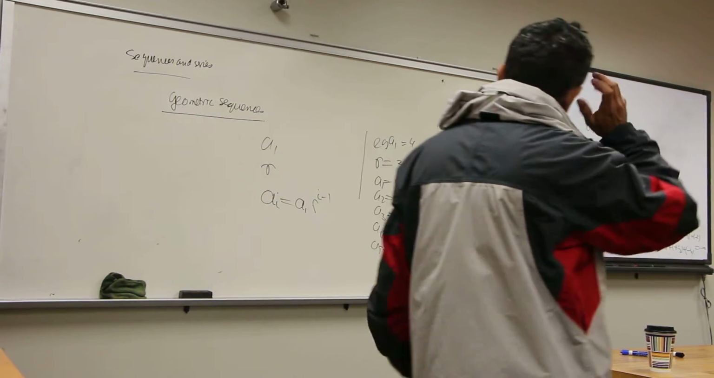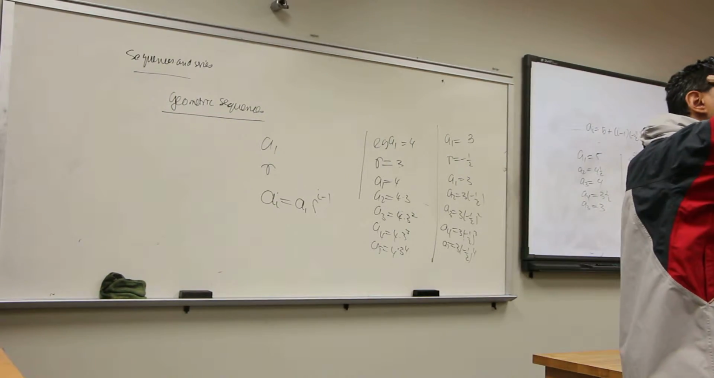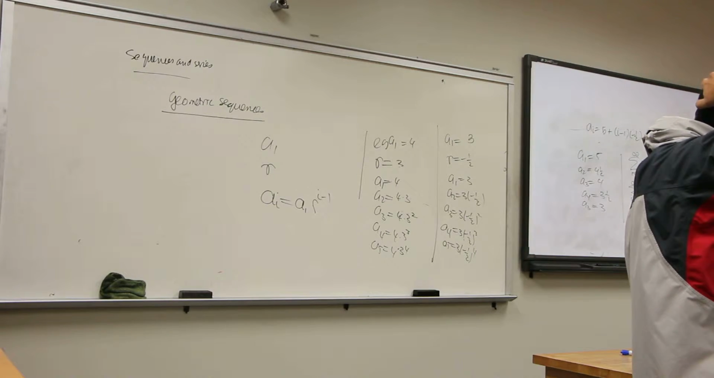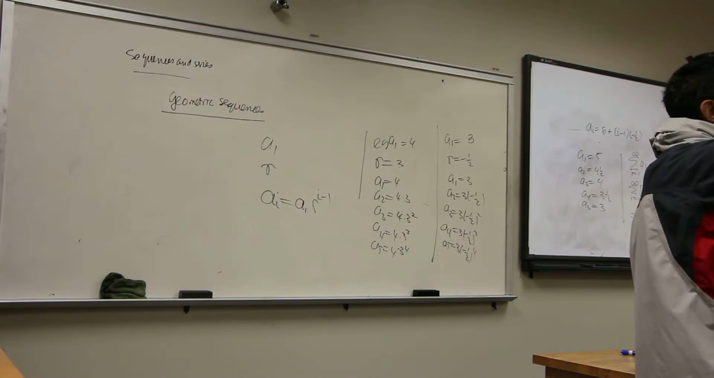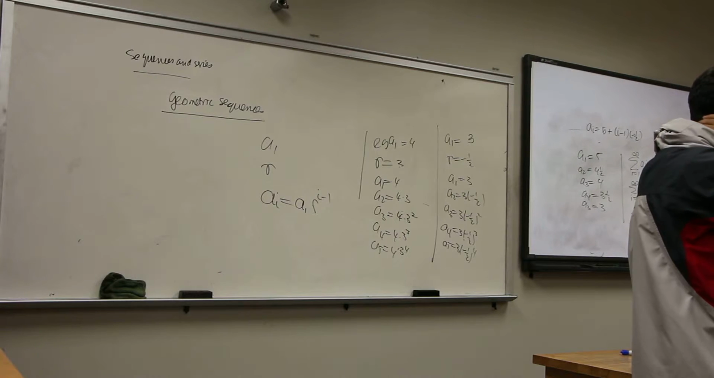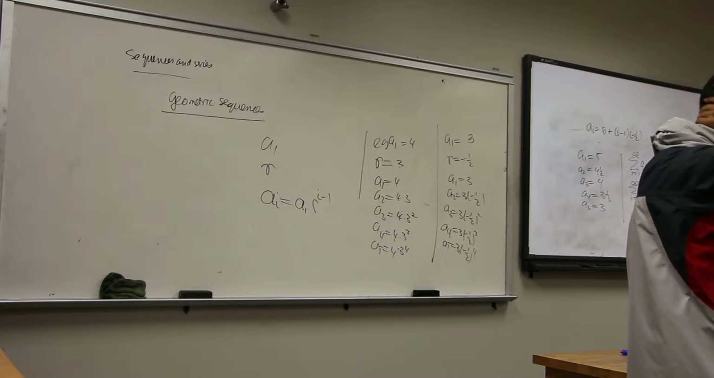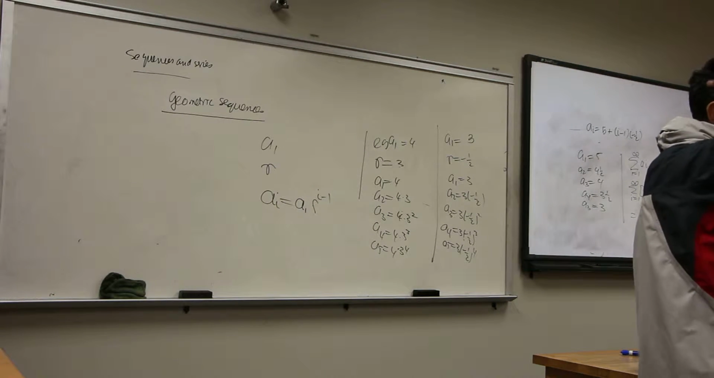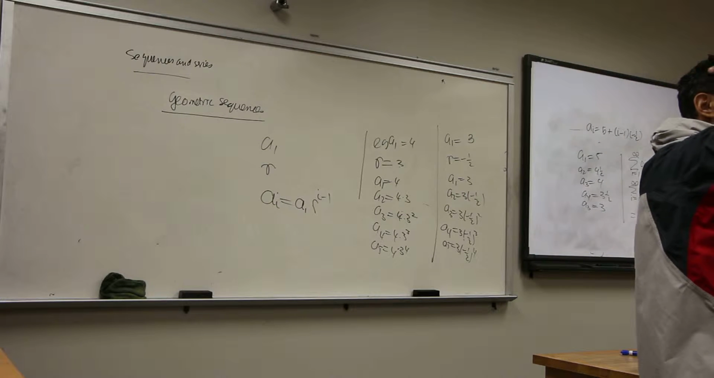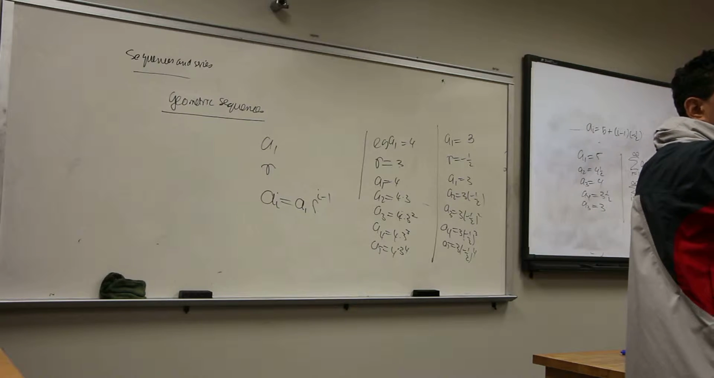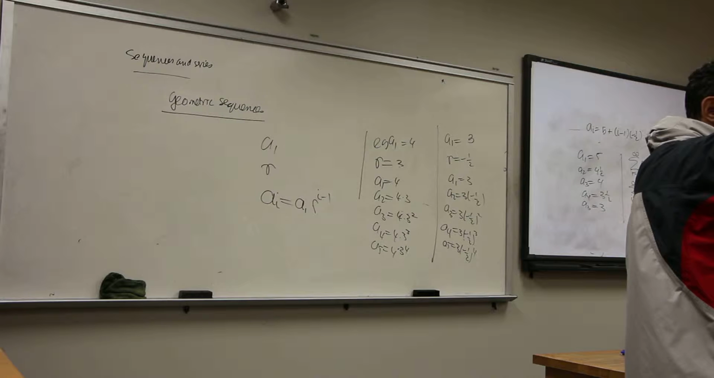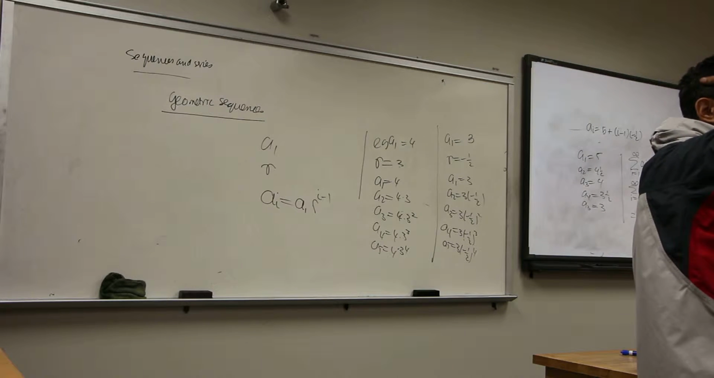Now the question becomes, how do we add these things? Again, this should be a review for most of you. Actually, it should be a review for all of you. How do you find the sum of a geometric sequence with the common ratio of R and the first term of A1?